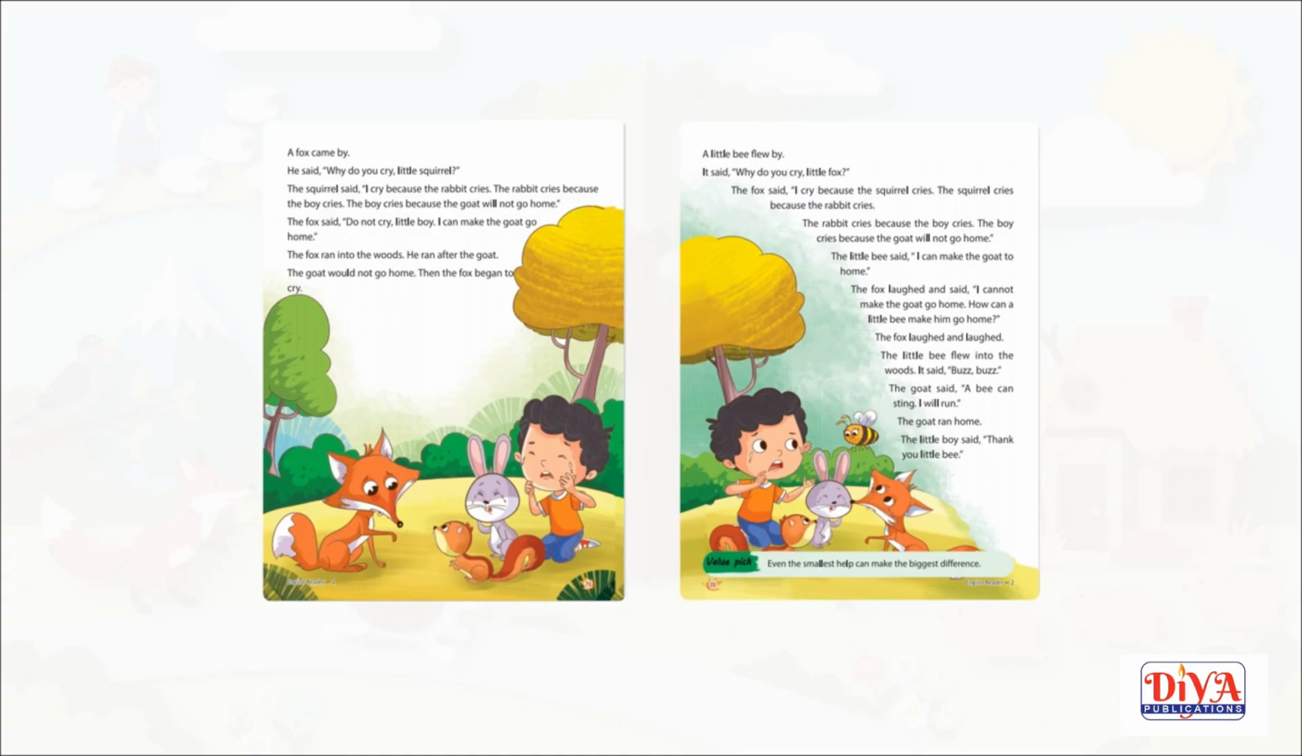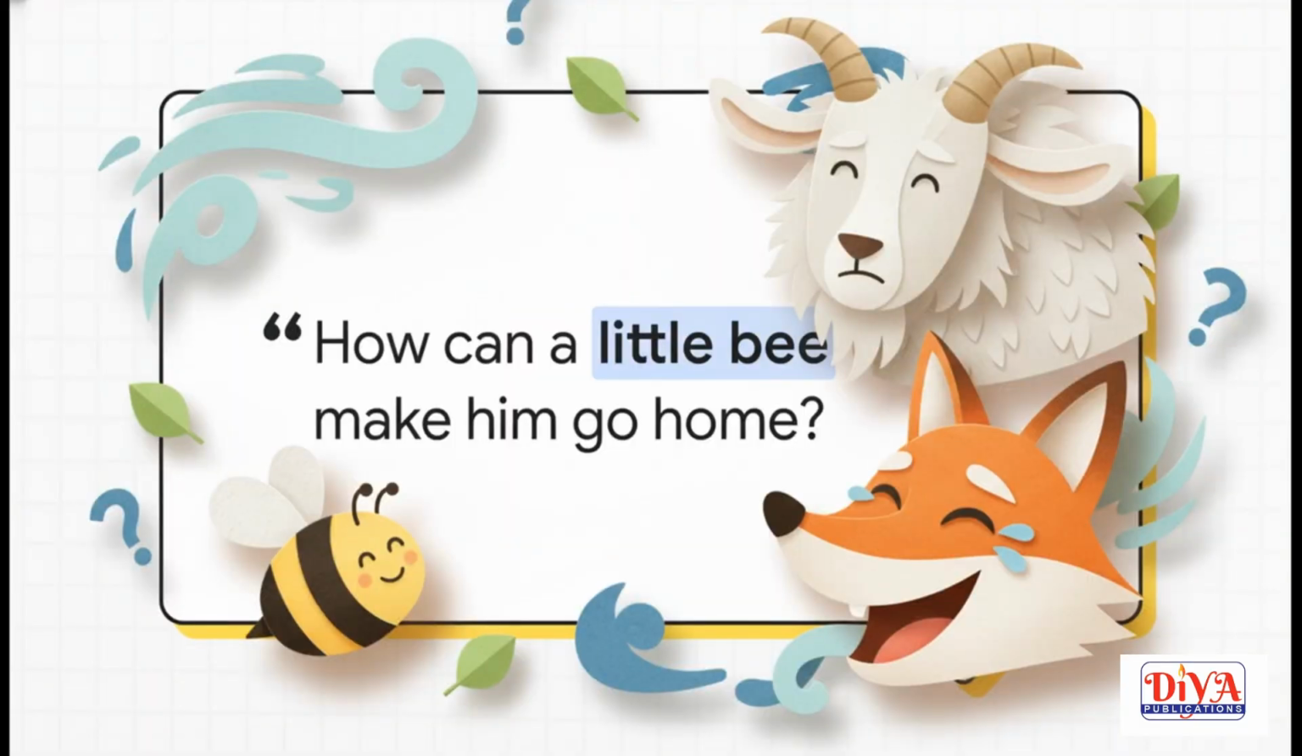The bee asks that same structural question, "Why do you cry, little fox?" And the fox repeats the entire chained loop of tears all over again. Now, when this little bee boldly steps up and says, "I can make the goat go home," our expectations are completely subverted. The fox actually laughs at the bee. He is in utter disbelief. He's like, "I cannot make the goat go home. How can a little bee make him go home?"